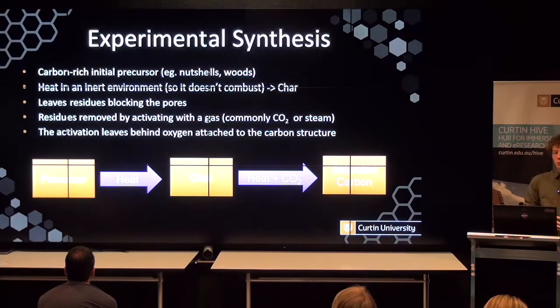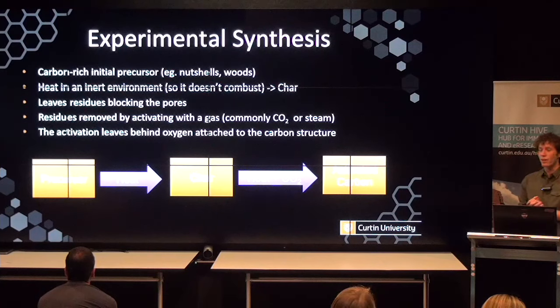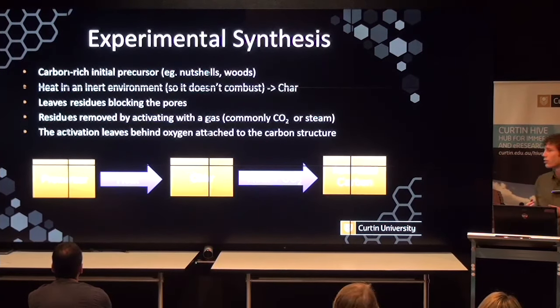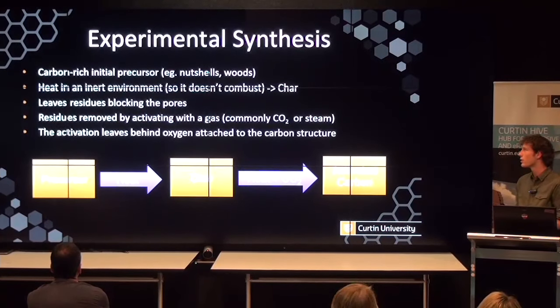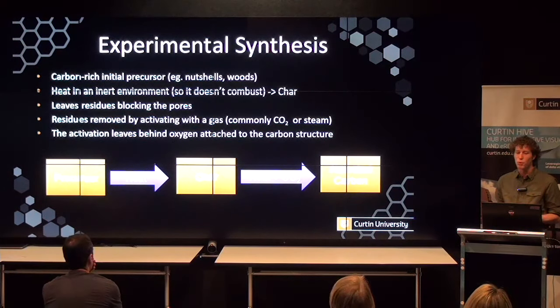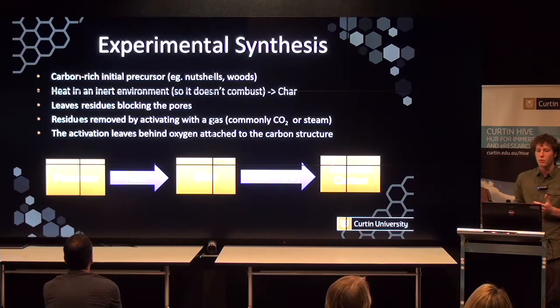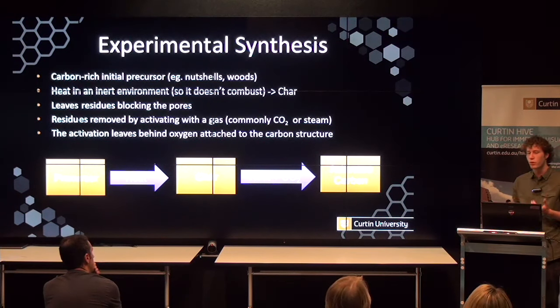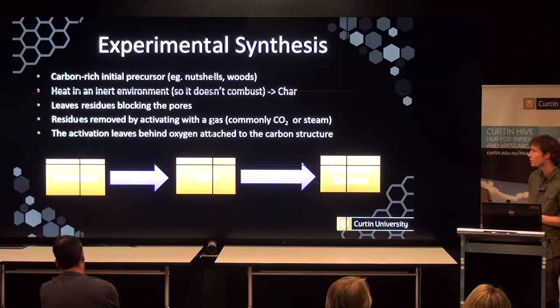So to make activated carbon in a lab, you need to start with something that has carbon in it, obviously. And so a nutshell or wood are often used as your initial precursor, and then you will want to heat this up. But as most people know, when you heat up wood, it starts to light on fire, which is not what you want. So you have to heat it in an inert environment. This lets you produce a char, and a char is one of these disordered carbons, and it has pores in it. However, when you've heated up your precursor to create the char, you generally leave things blocking the pores. This prevents it from adsorbing and removes most of the applications from it.